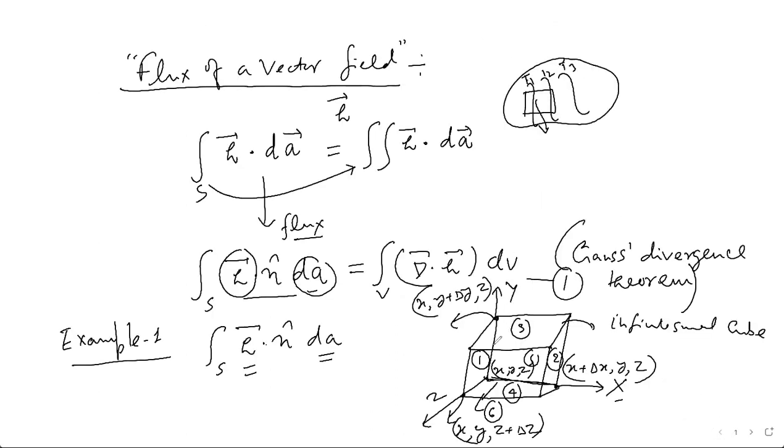Now, if you remember, I said there is a symmetry in this cube. For example, the contribution that you can calculate from surface 1 and surface 2 will be very similar, except that the normal will be pointing outward here, and the normal will be pointing in this way there.